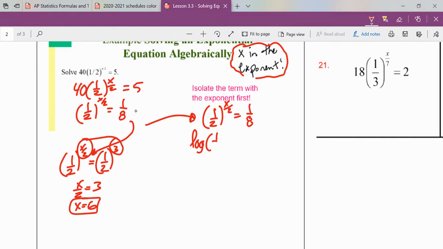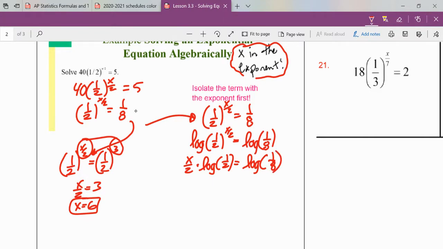So I get log of (1/2)^(x/2) equals log of 1/8. And then we just start using our log properties in algebra to solve for this. So I can bring that x over 2 out front with the properties. So I can have x/2 times log of 1/2 equals log of 1/8. And then I can divide both sides.